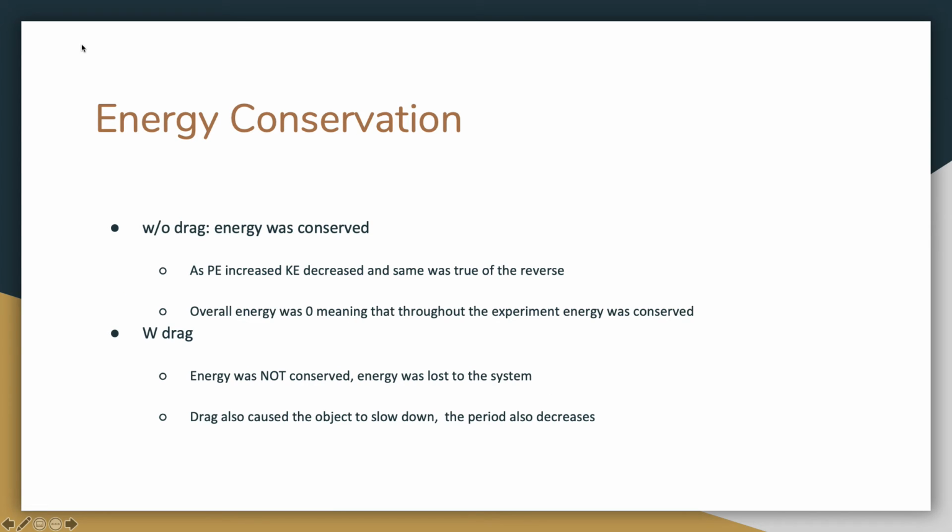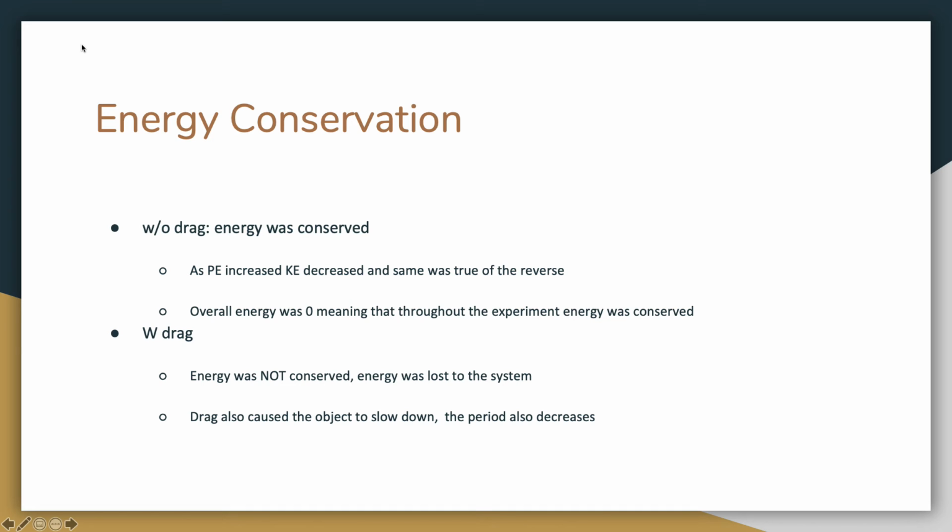So what does this mean for energy conservation? In the model where drag is not considered, it is considered to be an ideal system. We saw that as PE increased, KE decreased, and the reverse is also true. At the maximum height, the potential energy was a max and kinetic energy was a minimum. At the lowest point, the opposite is true. The overall energy change was zero, meaning that the conservation of energy statement is true.